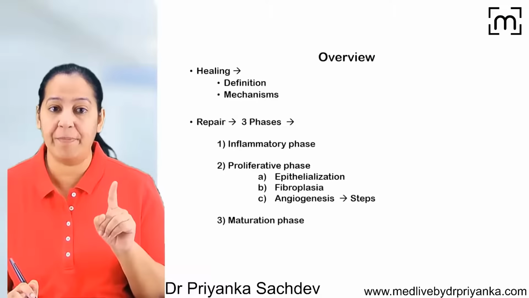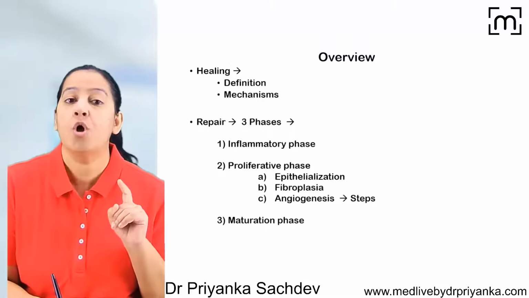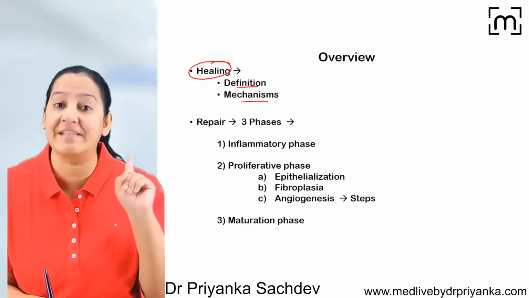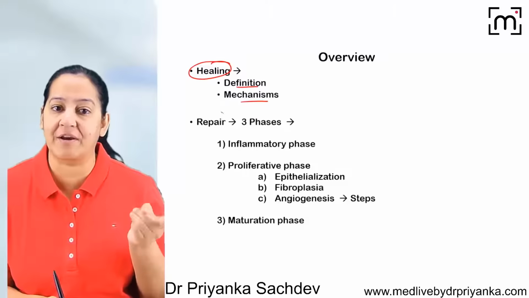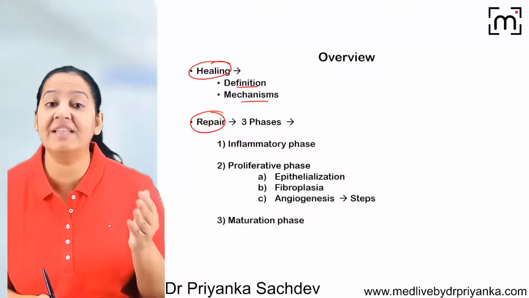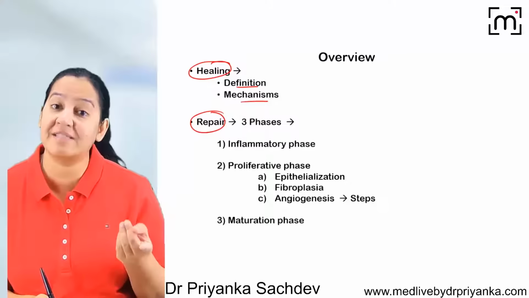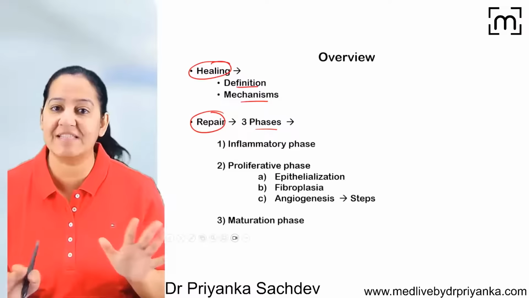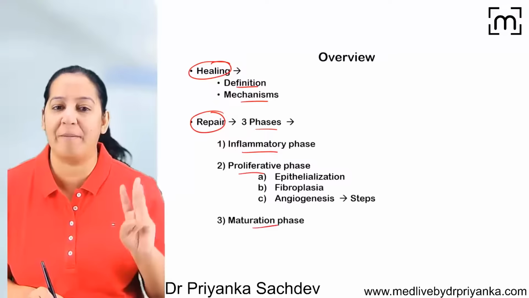Here, I'm going to discuss this topic under the following headings. First of all, I will let you know the definition of healing. Then I will let you know the two mechanisms of healing, that is repair and regeneration. Out of repair and regeneration, the repair is important. We will see the definition of the regeneration, but we will see the steps of the repair. In the repair, there are three steps, three phases. We will discuss them in detail. The first is the inflammatory phase, followed by the proliferative phase, followed by the maturation phase.